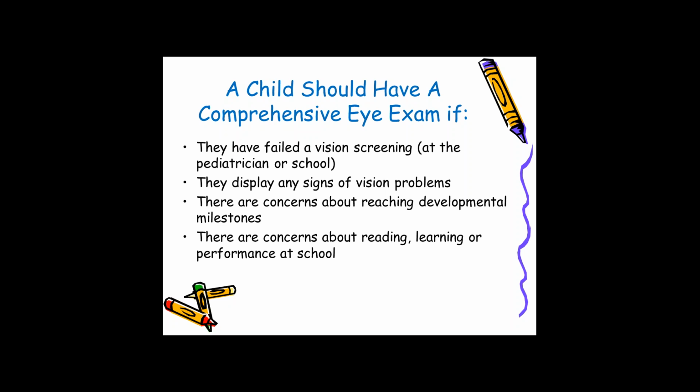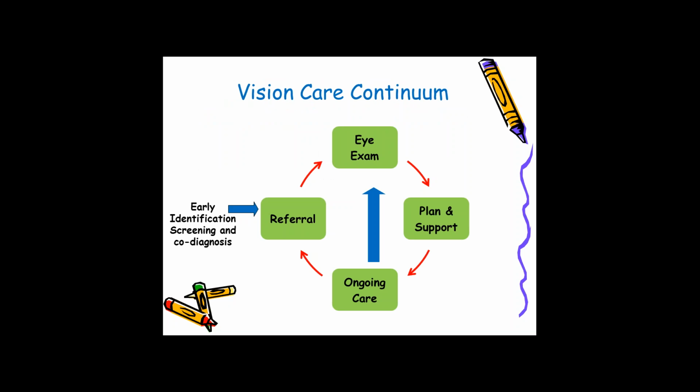Since children congregate at school all day long, you are an essential part of having first-hand information about this. And that's why it's essential that schools be part of this process. Coming back to this vision care continuum, and I look at this diagram, we have these arrows that are in place. And these arrows represent potential gaps in the continuum. And it's important for all of us to work together towards closing these potential gaps.